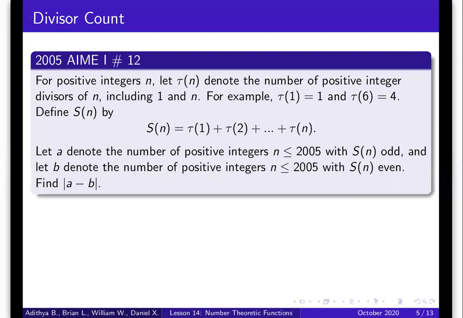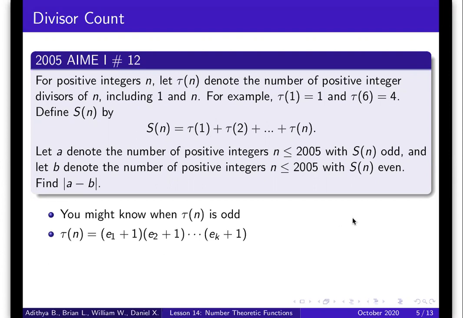So to begin, we want to find when we have a sum of taus, and we want to know when it's even and when it's odd. You might already know exactly when tau of n is odd. As you've mentioned, it happens when n is a perfect square. And if you haven't seen this result before, we can prove it with the divisor counting function formula.